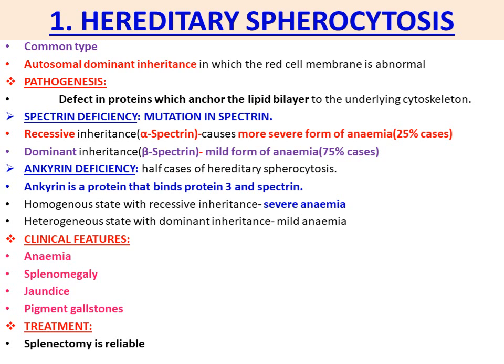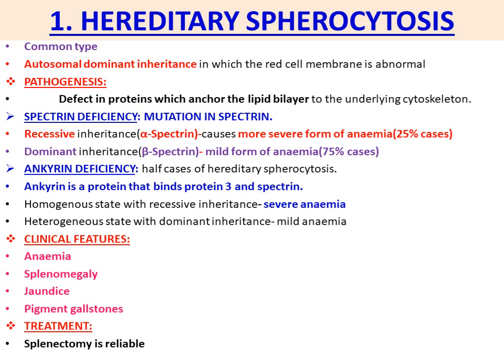First, hereditary spherocytosis. This is a common type and it is an autosomal dominant inheritance in which the red cell membrane is abnormal. You should notice the inheritance before the pathogenesis. Dominant versus recessive refers to the gene factors. Autosomal: allosomes means sex chromosomes, autosomes means somatic chromosomes. So it is a gene and chromosome associated disease.